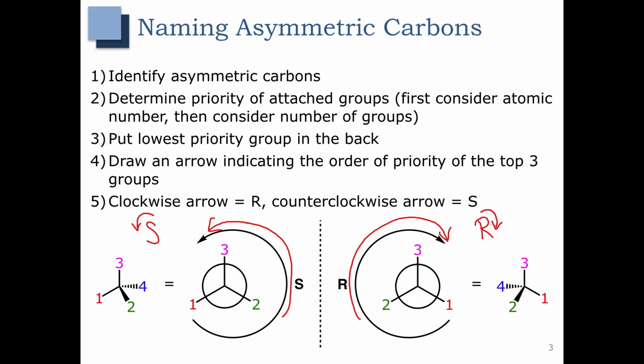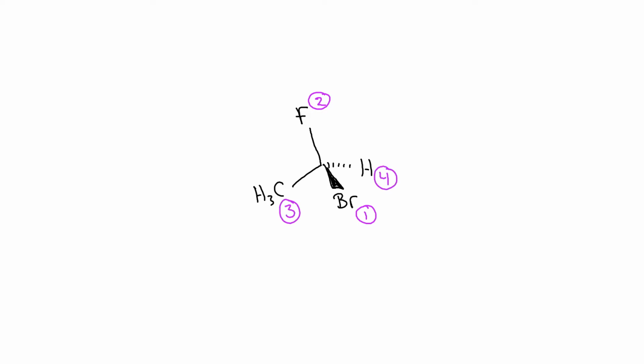Okay, let's go through some examples. Let's start with an easy example. In this example, I'm going to start with the hydrogen, the lowest priority group, already in the back. So as we draw the groups in, let's put a bromine here, how about a fluorine, and a methyl group. Okay, so first thing, let's determine the priorities of the attached groups. Bromine is our highest priority group, so it's going to get a 1. By atomic number, if we go down, fluorine would get a 2, carbon would get a 3, hydrogen would get a 4. That hydrogen is the lowest priority group, so it's already in the back, so we're good.